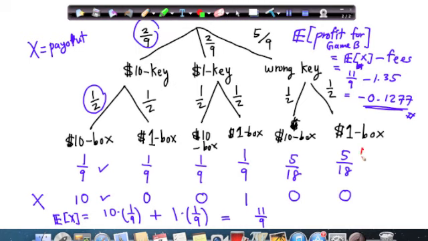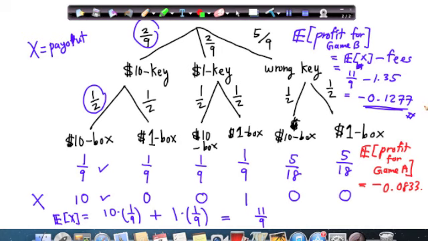We recall that the expected profit for game A, which we obtained previously, is actually negative 0.0833. In both games, the expected profit is negative, which means that on average, playing both game A and B will give us a loss. But the loss in game A is less than the loss in game B.